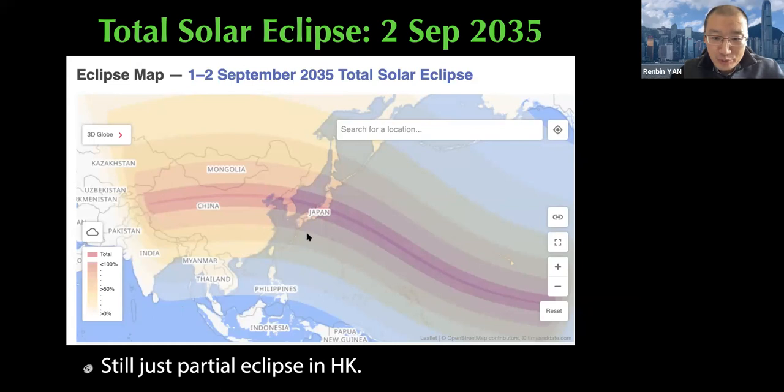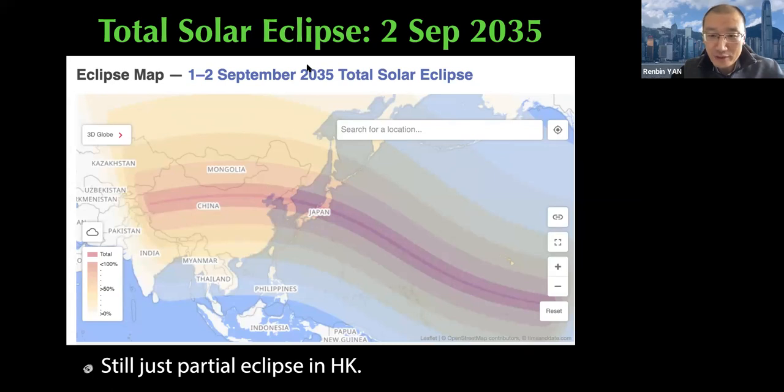So you really should find out when is the next total solar eclipse. I recommend that in 2035, you want to be at these places, either in the northern part of China or in Tokyo, or North Korea, and then you can see the fantastic total solar eclipse. Of course, for other parts of the world, you can see it sooner.